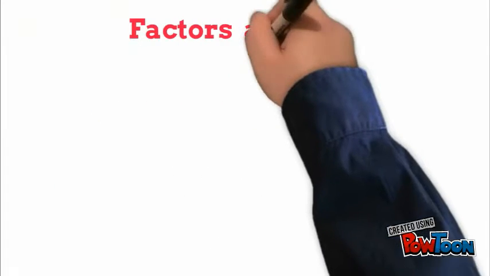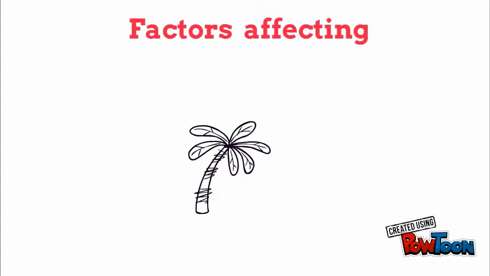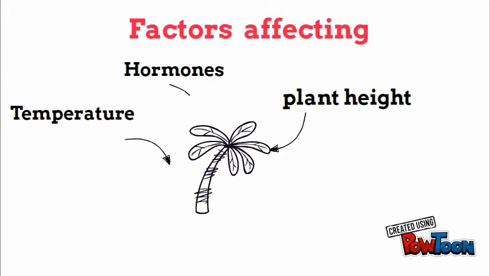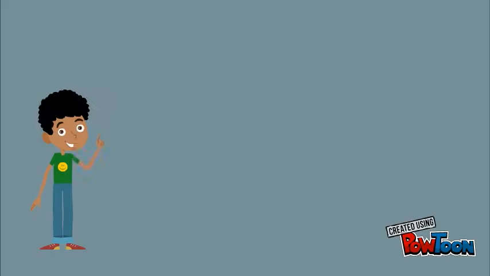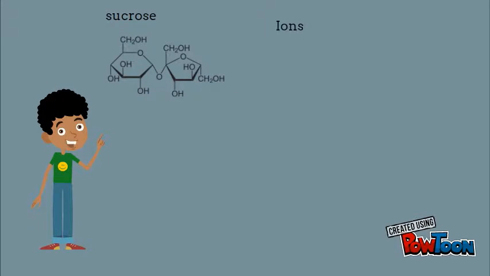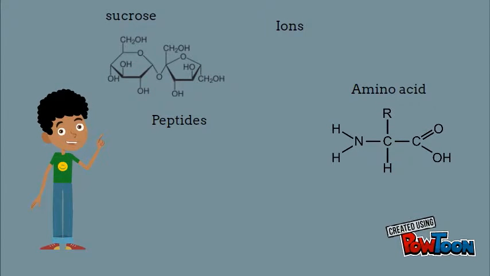There are some factors which affect phloem translocation. Those are temperature, hormone, plant height, and inhibitors. Sucrose, ions, peptides, proteins, and hormones are the materials translocated in the phloem. This is how we can see the phloem structure.